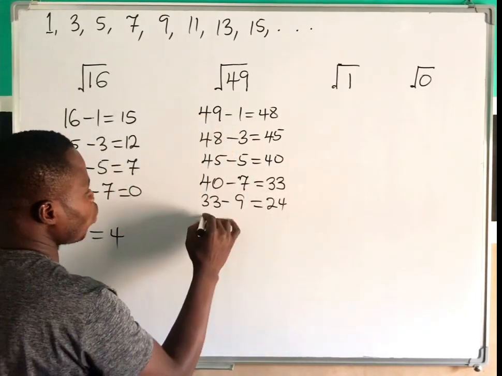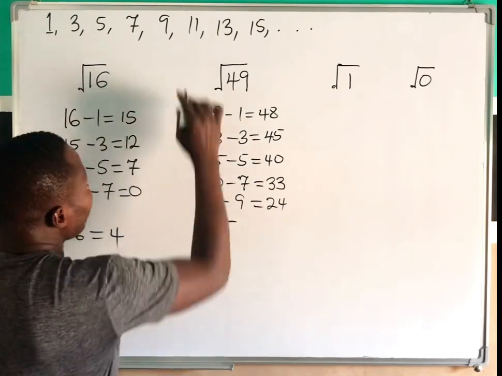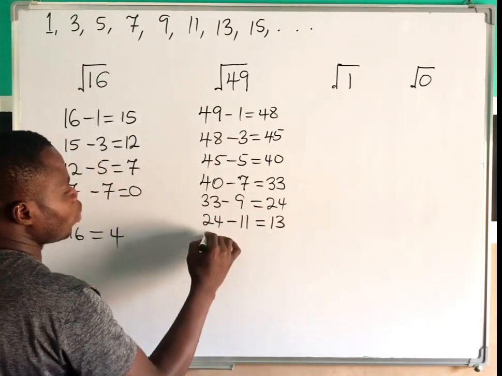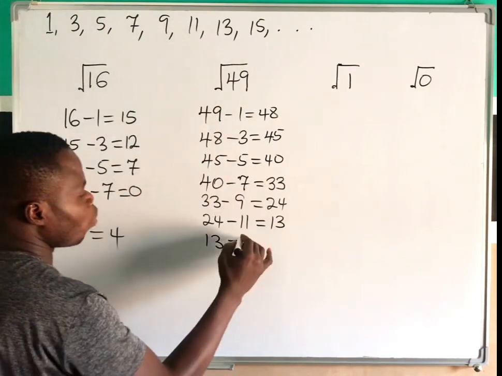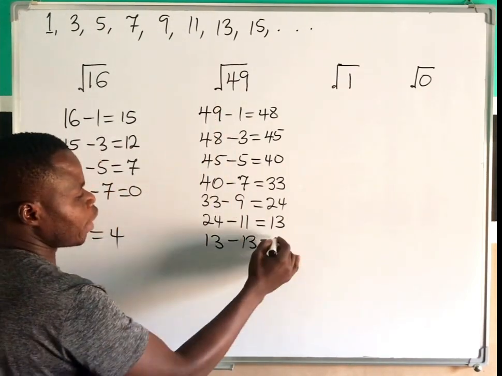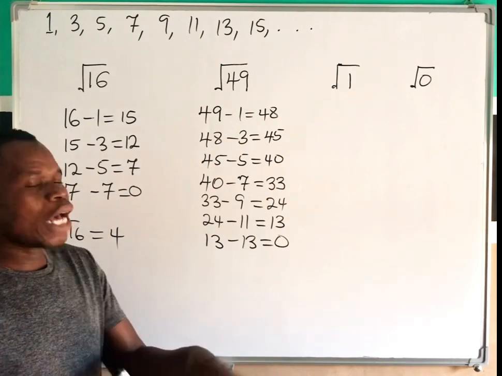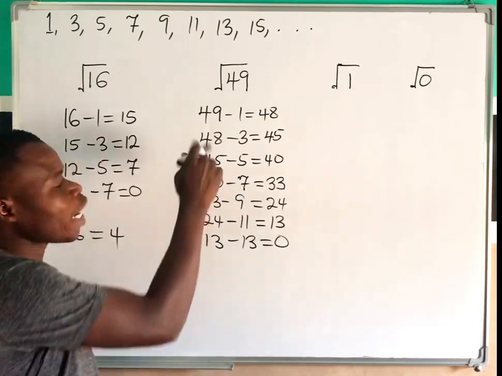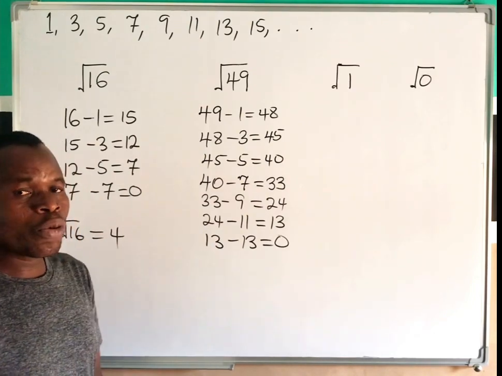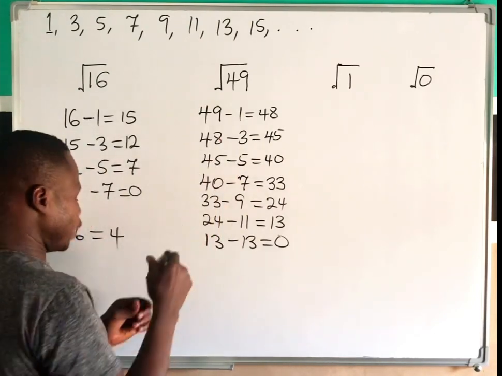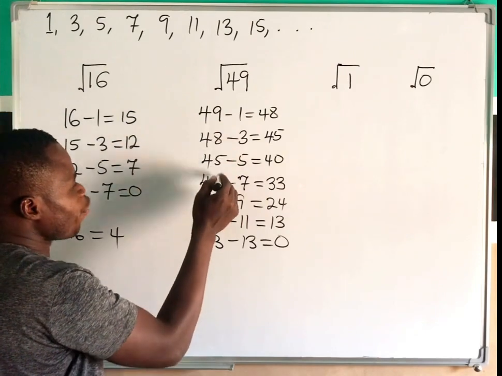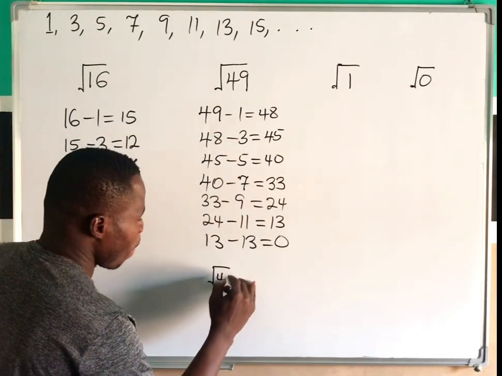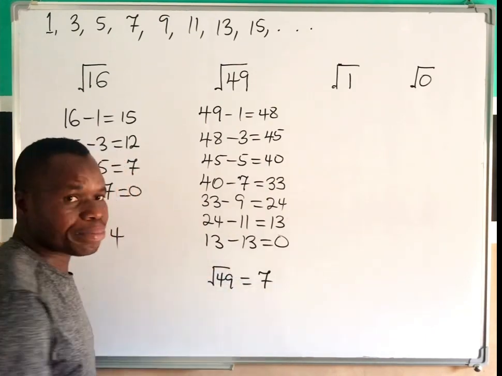Then I will take the next odd number and subtract from 24, and that one is 11. 24 minus 11 is 13. Then I will take 13 and subtract the next odd number, which is also 13. And 13 minus 13 is 0. So you see that we have done so many subtractions until our final result is 0. So we now count the number of subtractions that we have done, and that will be the answer to the question. So let's see: 1, 2, 3, 4, 5, 6, 7. So it means that the square root of 49 is equal to 7.